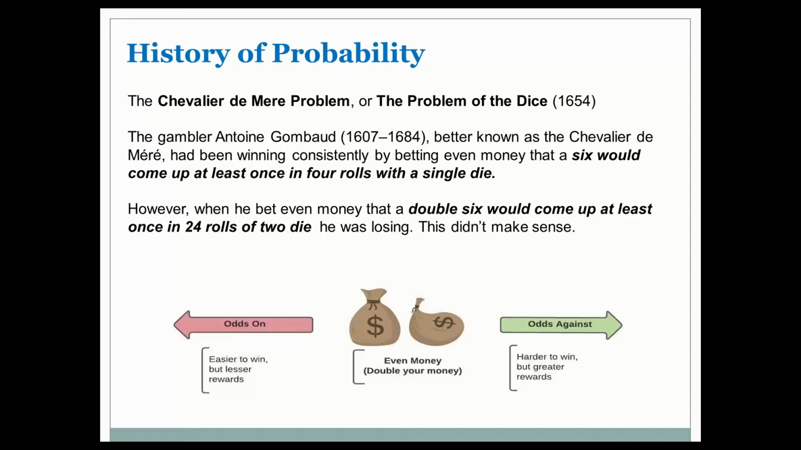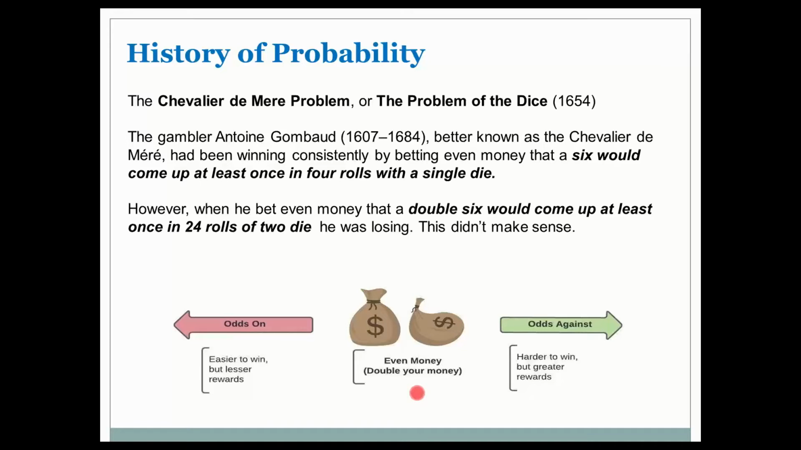Well, there was the Chevalier de Mere problem, also called the problem of the dice. He was a gambler and he set his own odds up, and he had been winning quite a bit. He was consistently winning by betting even money that a 6 would come up at least once in 4 rolls with a single die. However, whenever he changed it around a bit and played this other game, when he bet even money that a double 6 would come up at least once in 24 rolls, he was losing. And to him, this didn't make sense. So I put a little graphic here so that I can define some of this nomenclature for you.